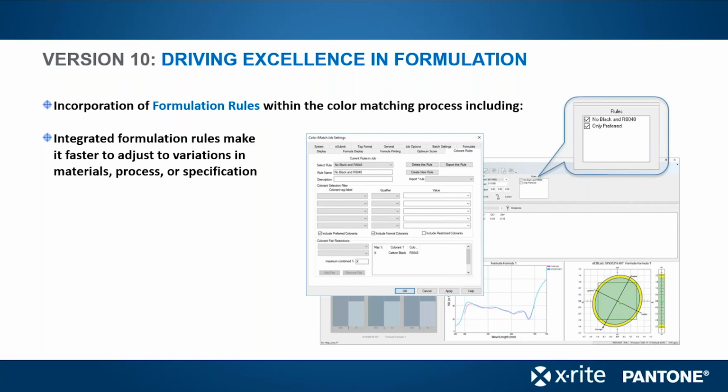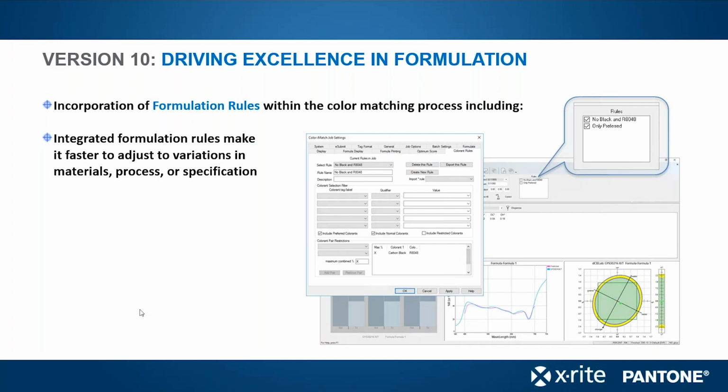So all of these rules can be predefined, and then once the rule sets are predefined, when you're in formulation, it's a simple checkbox where you can pick the appropriate rule set that you need to use for the particular material or process or specification that you're working to. And the formulation rules can also be additive. So if you have different sets of rules, by clicking more than one rule, all of the restrictions for that rule are added up together and used in formulation.